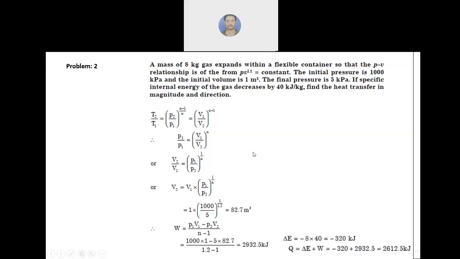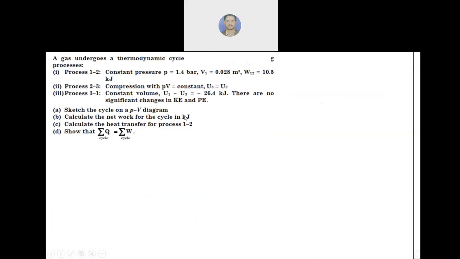So this is how you have seen the second kind of problem. Now coming to the third kind of problem. I hope till now I am clear. Here a gas has gone through a thermodynamic cycle. It consists of some processes. Process 1 2 is at constant pressure, 1.4 bar. How much is the initial volume? Just see here, this is your initial volume.